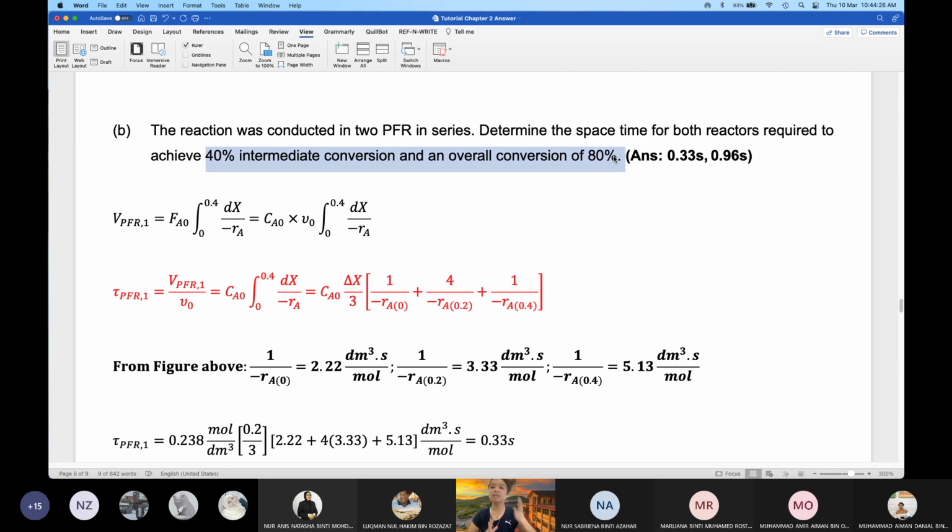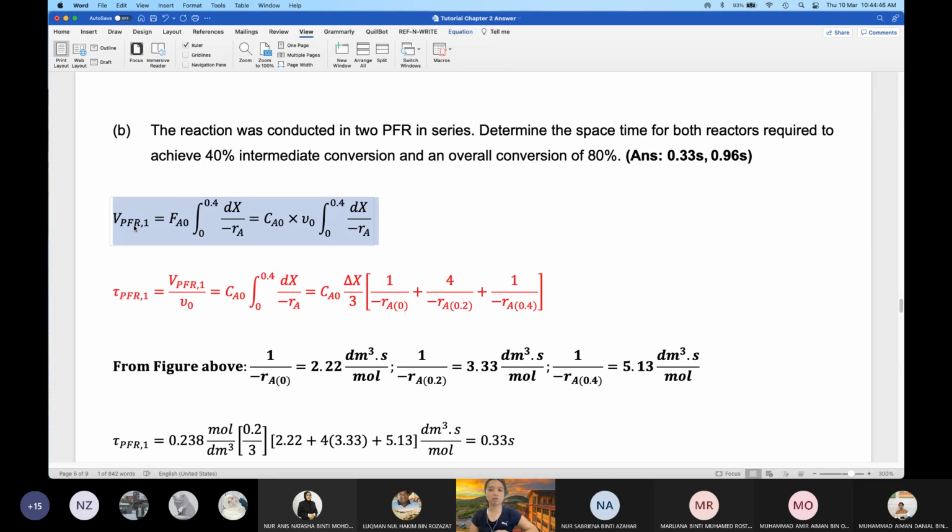Katakan kamu tak sure, again, kamu start je dengan design equation. Sebab kalau melibatkan Levenspiel plot, the table, definitely it will start first from the design equation. So let us start from the design equation. Design equation untuk PFR. Volume PFR 1 equals to, sebab dua reaktor in series.